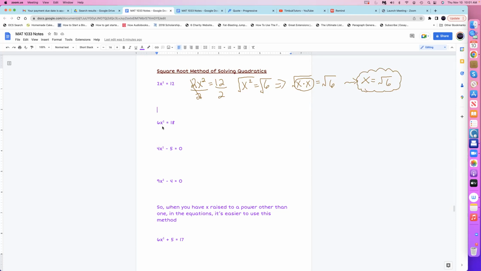6x squared equals 18. I want to get the x squared by itself. So I'll divide by 6, both sides. I have x squared equals 3. I'm going to take the square root of both sides. So I have x equals the square root of 3.